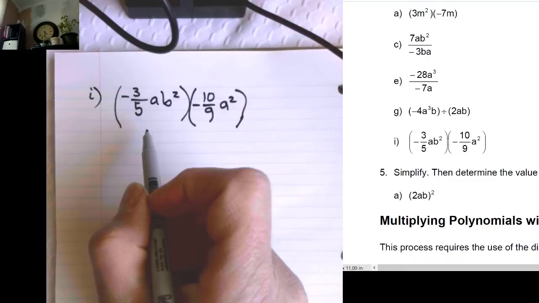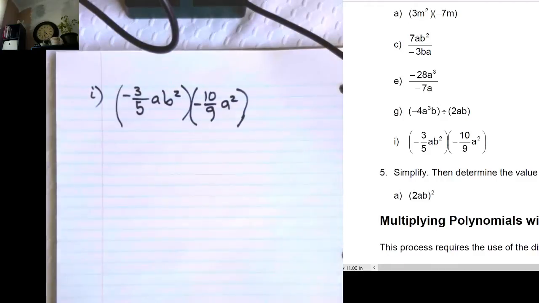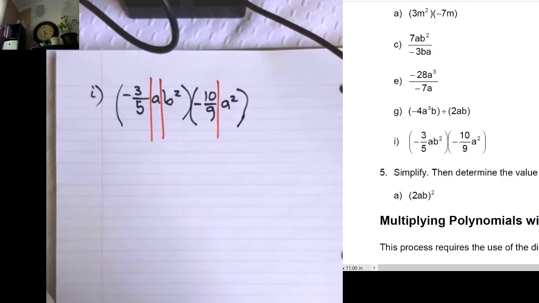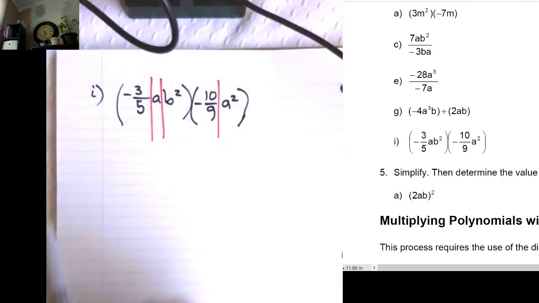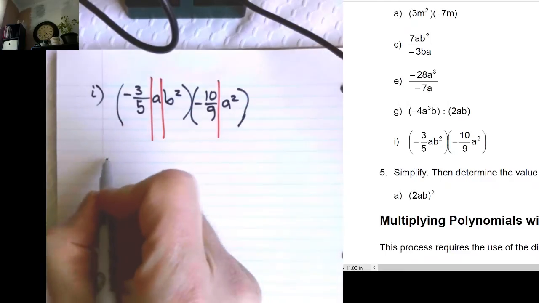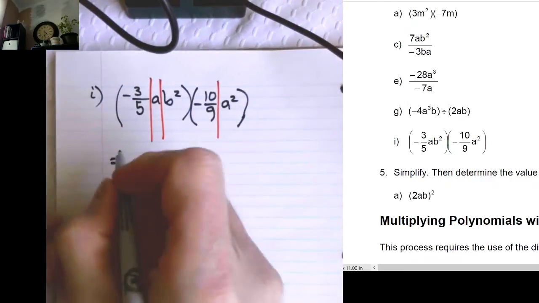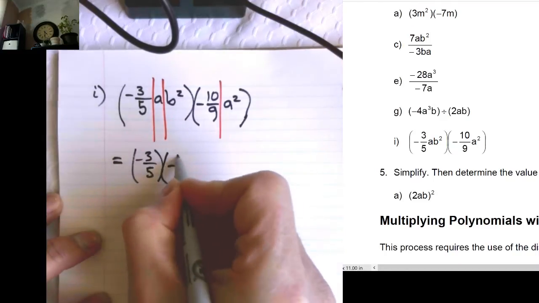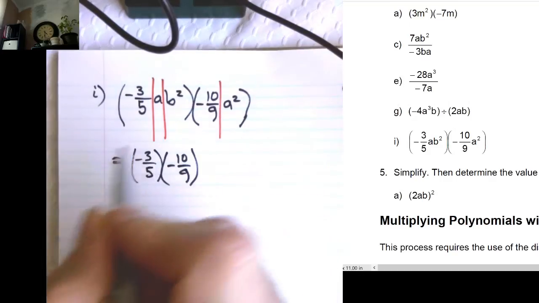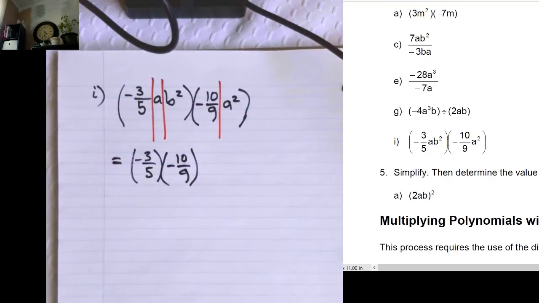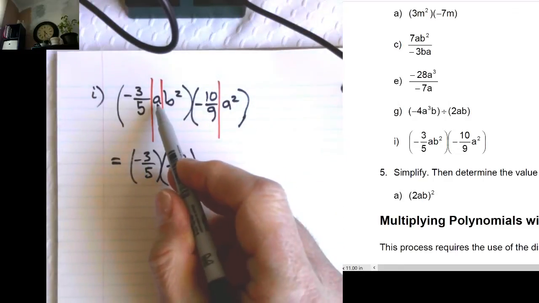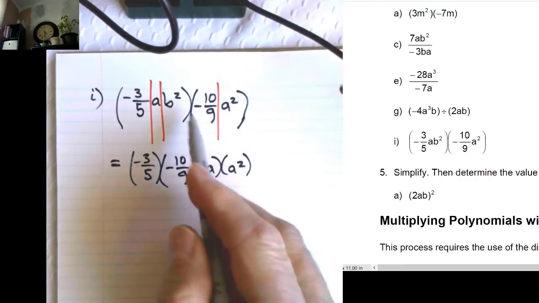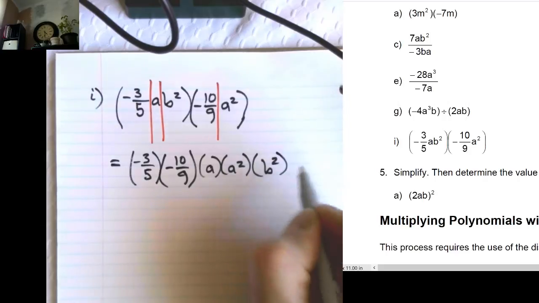Last thing I'm going to do here for now, I again look at the numbers separately from the letters in these two different brackets here, and let's recollect them out in front here. I'm going to put the -3 over 5 and the -10 over 9 out in front. I've got an a and an a squared, that's going to finally be a cubed, and then just a b squared there as well.